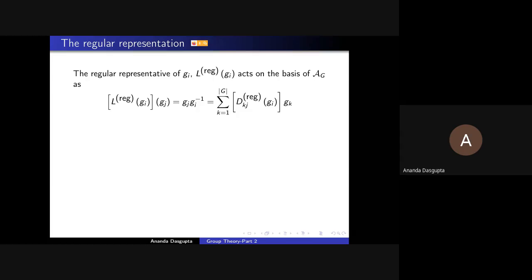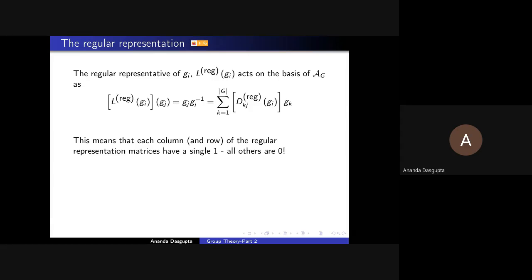The fact that g_j g_i inverse has to be a single group element and not really a combination, what does it tell you about this column? Delta. Well, delta, okay, I guess I know what you mean. It essentially means that there's only one 1 somewhere in this column. Everywhere else you have 0. Yes. Right? Exactly.